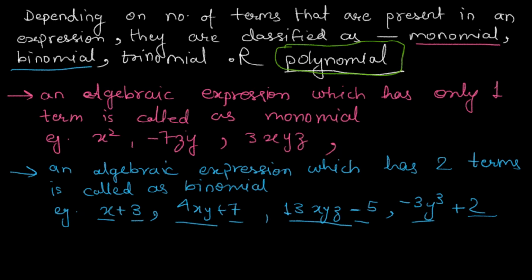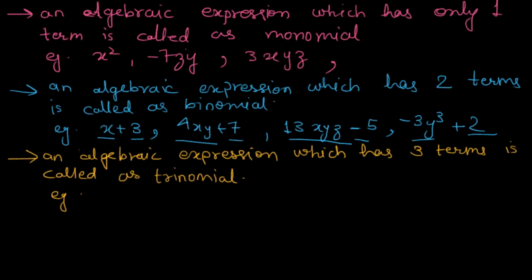Now the third one is trinomial. You must have definitely guessed this one right. An algebraic expression which has three terms is called a trinomial. In this example, we can take, let's see, x plus 3xy minus 7. This has three terms. It's a trinomial. I can say minus 7 z cube y square plus 2 minus 3x. All of these are trinomials.